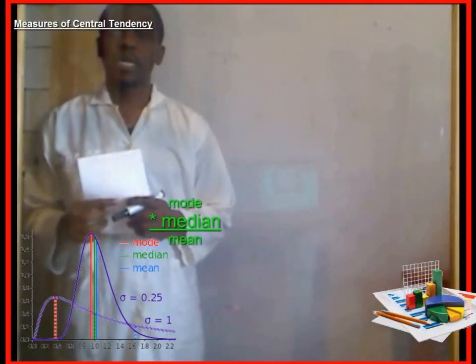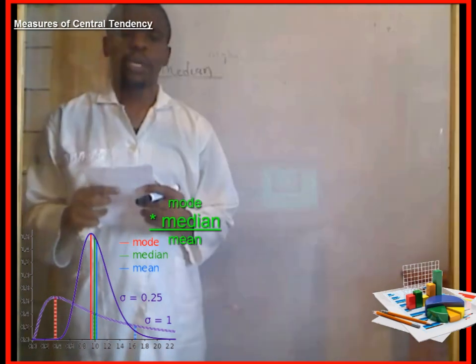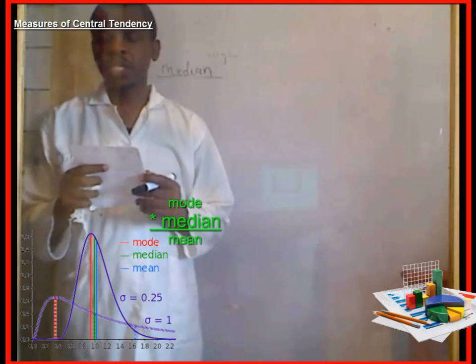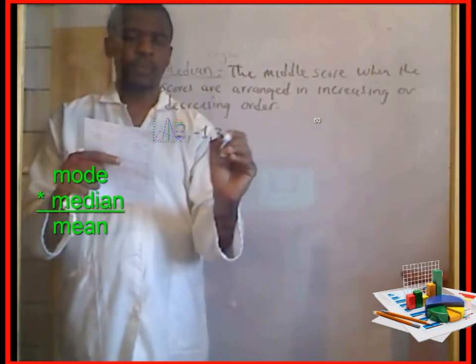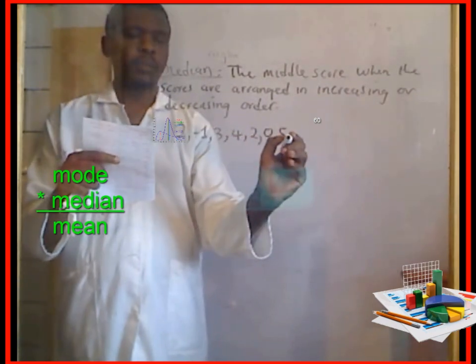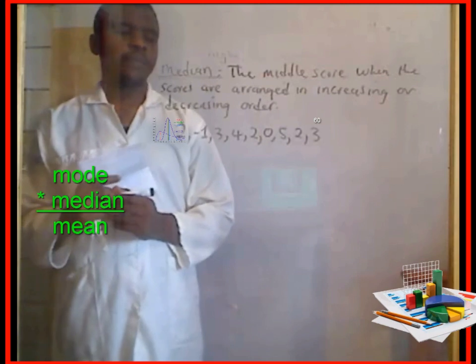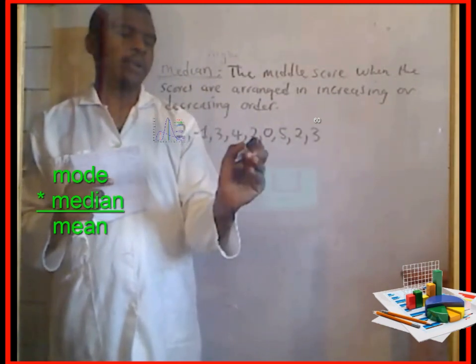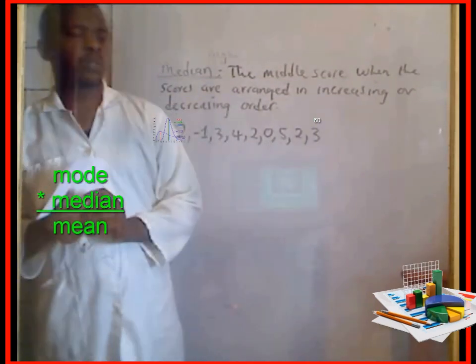We now look at the next measure of central tendency, which is the median. The median is the middle score where the scores are arranged in increasing or decreasing order. Let's say we are given the following data: 2, -1, 3, 4, 2, 0, 5, 2, 3. And we are asked to look for the median.